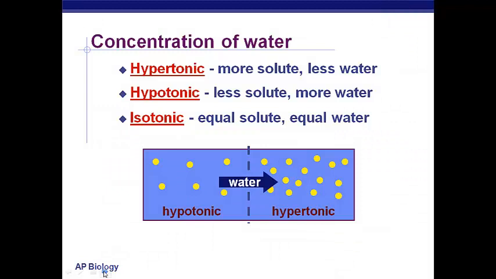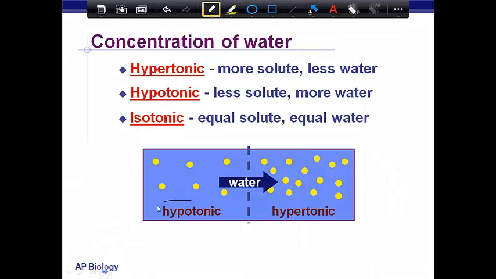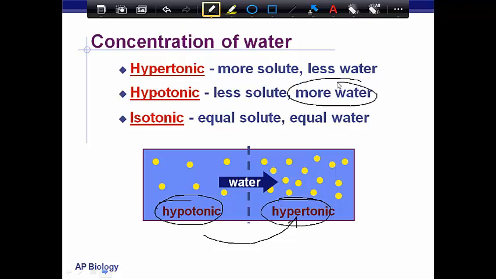So this little diagram here down at the bottom to finish that up shows that our water always moves from an area where it's hypotonic to an area where it's hypertonic. Because hypotonic, remember, has more water. Hypertonic has less water. And osmosis is the movement of water from where there's more to where there's less. So always move from hypo to hypertonic.